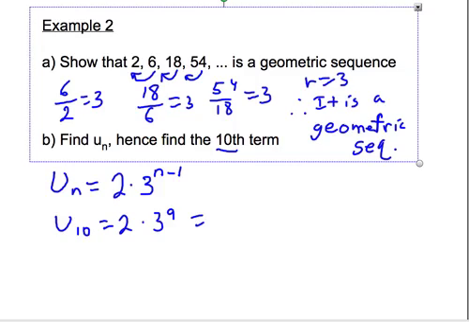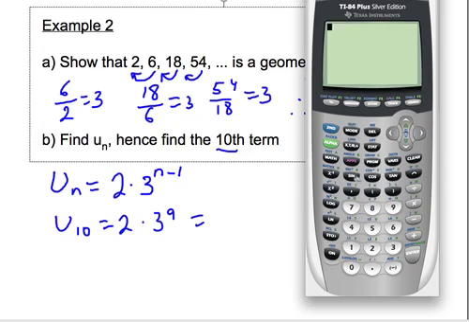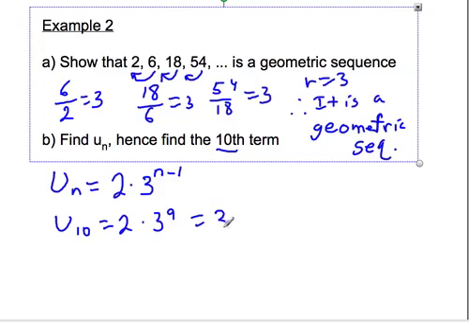And so let's work that out using our calculator. 2 times 3 to the power of 9 is 39,366.